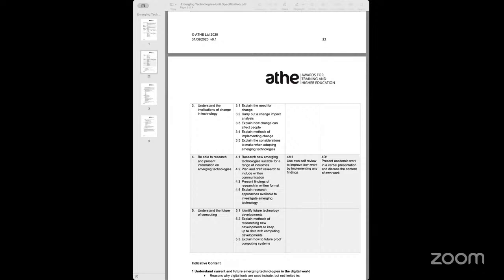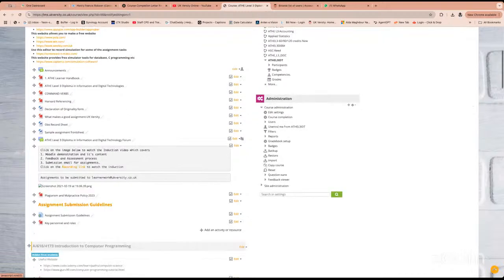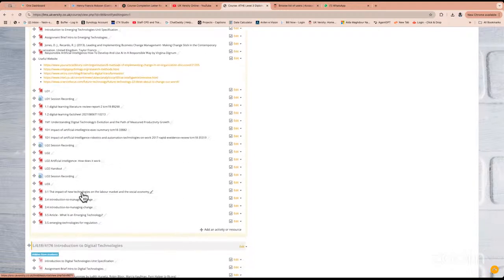If I briefly look at the Moodle right now, what you're going to see is that in this particular course, we have what is called five learning outcomes. We are looking at learning outcome three today, and there are a couple of reading articles. If you go down to this unit after cybersecurity, you have learning outcome three here, and there are a couple of articles for each of the assessment criteria that we'll discuss, which are already available as PDF.